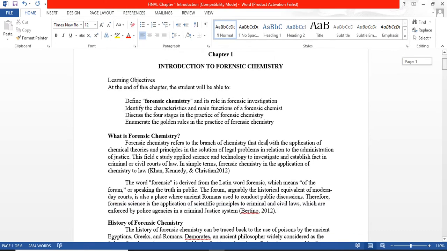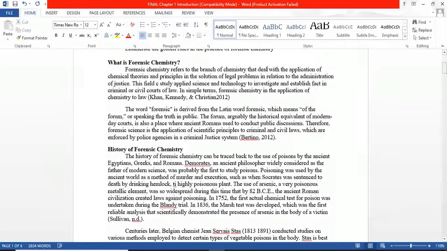So first, what is forensic chemistry? Forensic chemistry refers to the branch of chemistry that deals with the application of chemical theories and principles in the solution of legal problems in relationship with the administration of justice. This field applies science and technology to investigate and establish facts in a criminal or civil court of law. In simple terms, forensic chemistry is the application of chemistry to law.